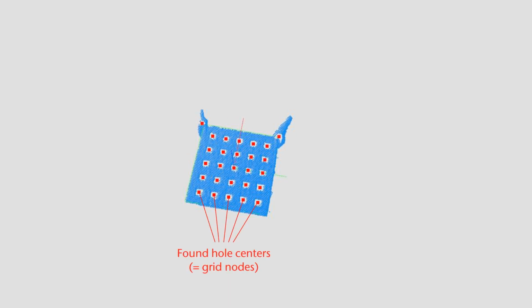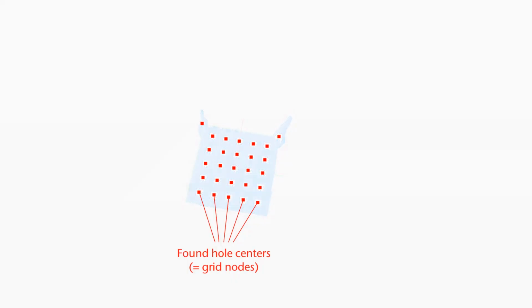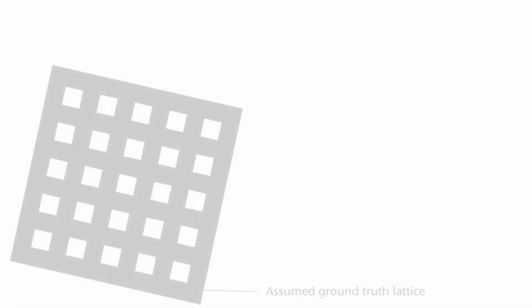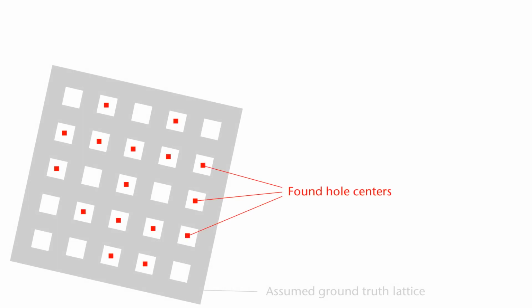Now we need the orientation of the lattice to uniquely assign the hole centers over different cameras. We have developed a heuristic for this purpose. But let's make this example a bit more challenging, since real data is not always this good. Let's assume that we only found these hole centers and also these incorrect hole centers.